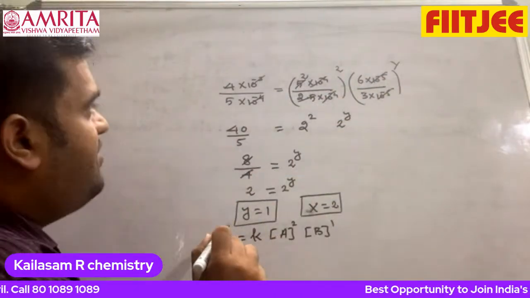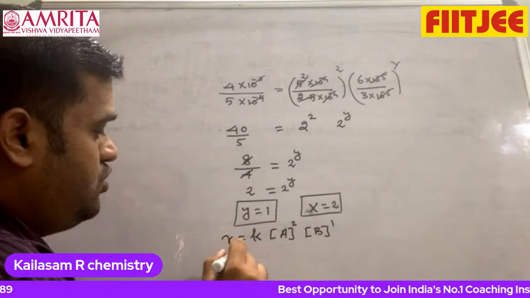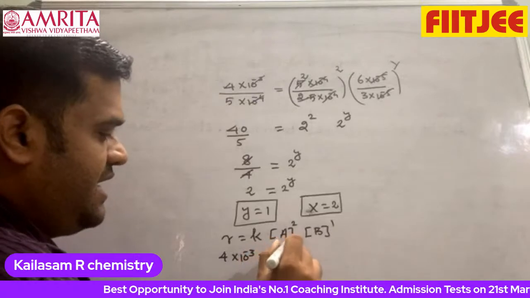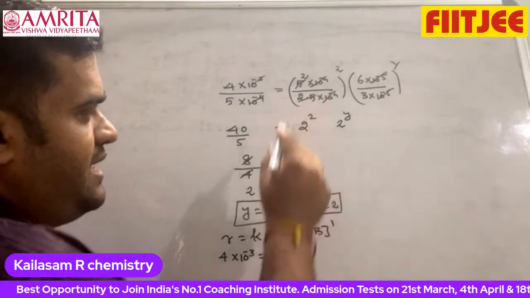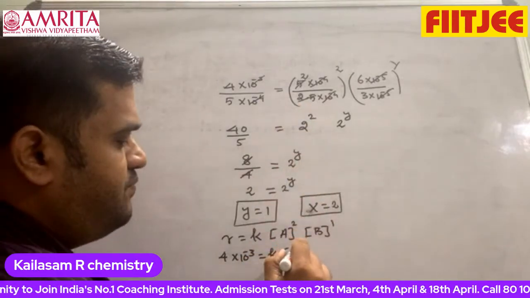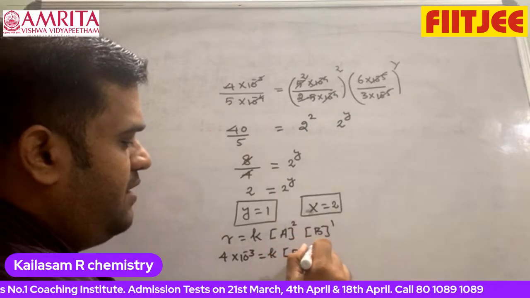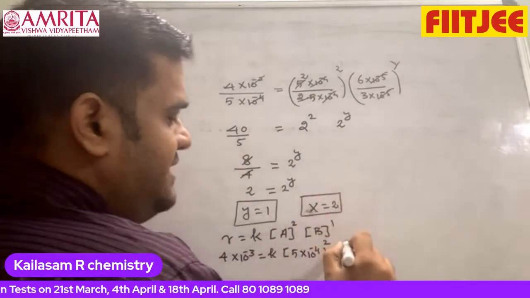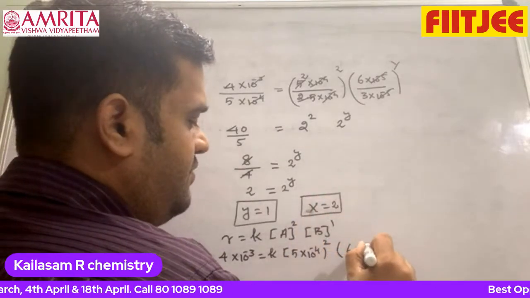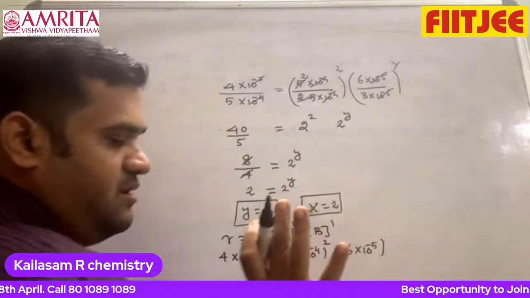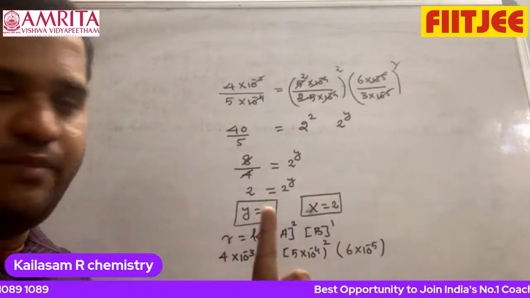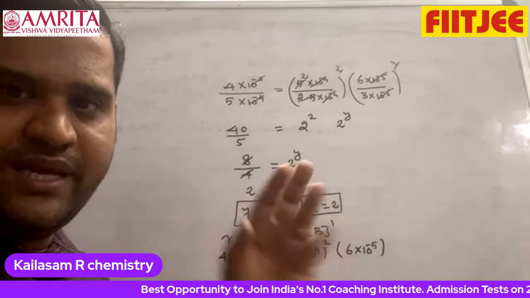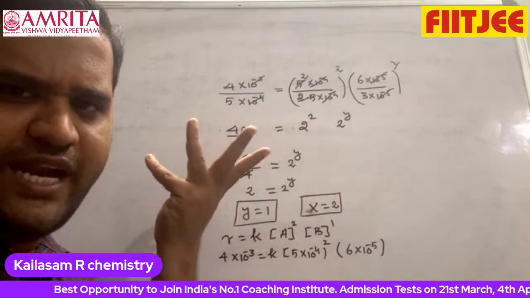Taking any one of the rate equations, 4 into 10 power minus 3 is equal to K into A squared, which is 5 into 10 power minus 4 whole square, and B is 6 into 10 power minus 5. I am just taking any one of the experiments because I want to find out the rate constant value. Right or not?